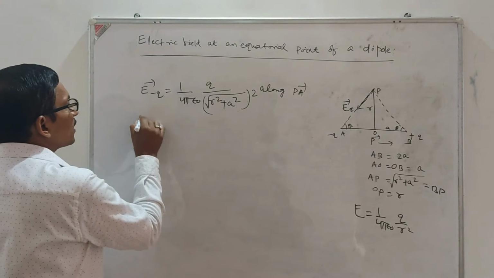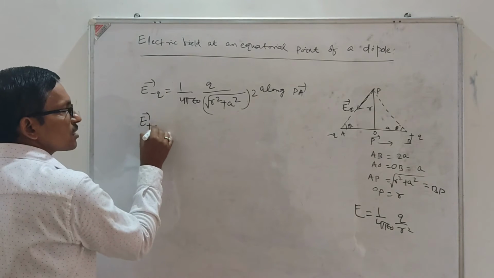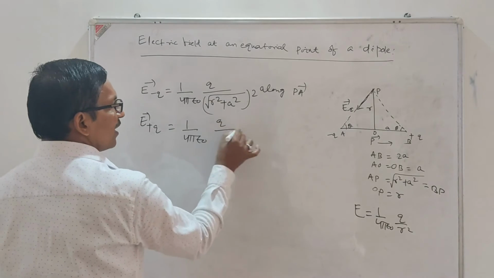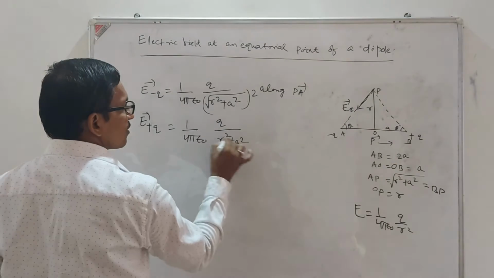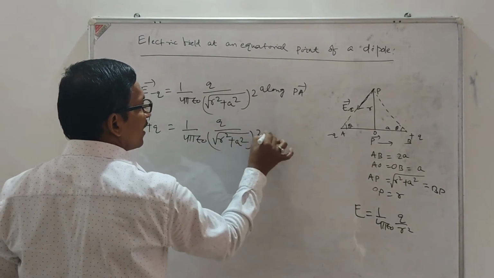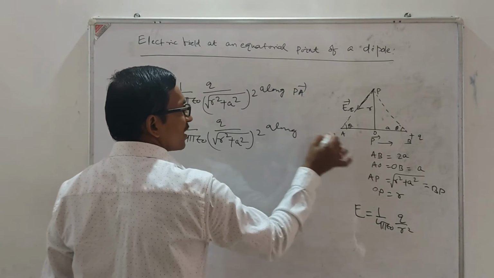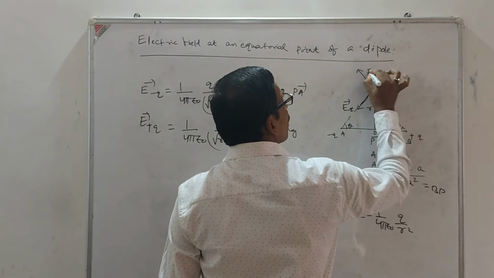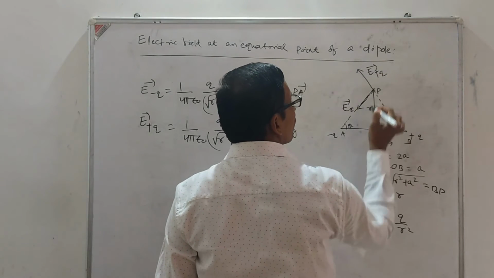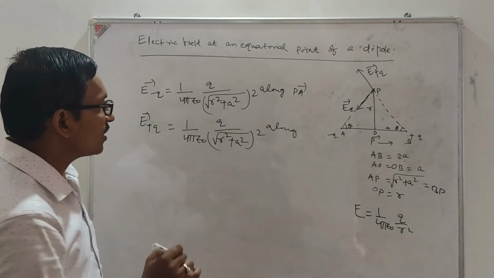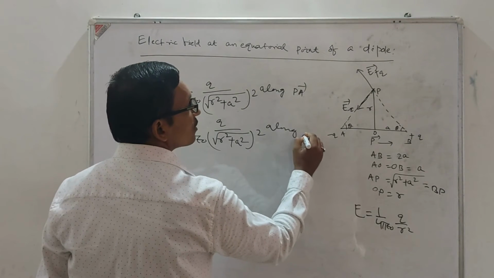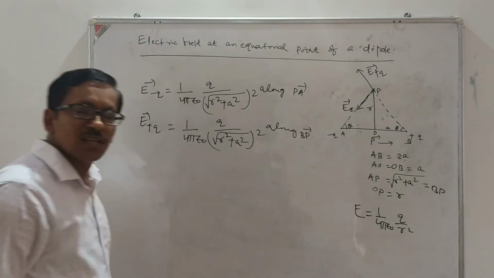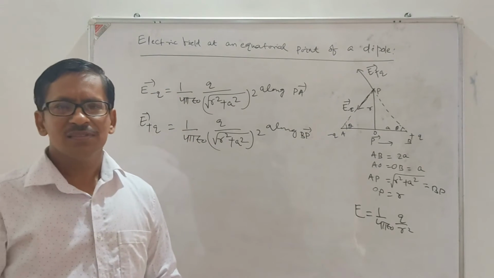Similarly, what is the electric field due to plus Q? So E plus Q is equal to 1 by 4 pi epsilon naught Q by again square root of r square plus a square, whole square. So it is directed away. This is the direction of E plus Q, which is directed away from the charge, right? Along BP.